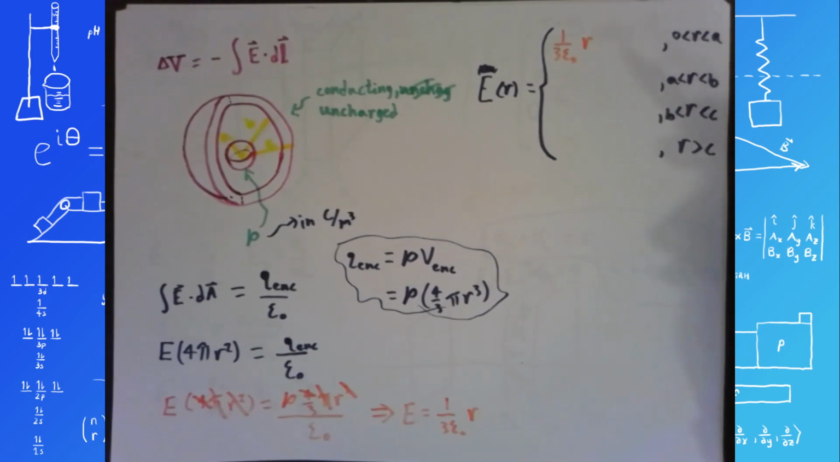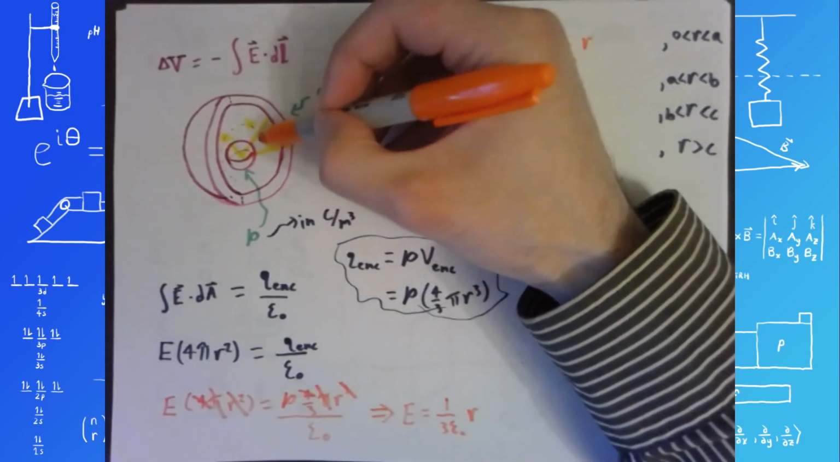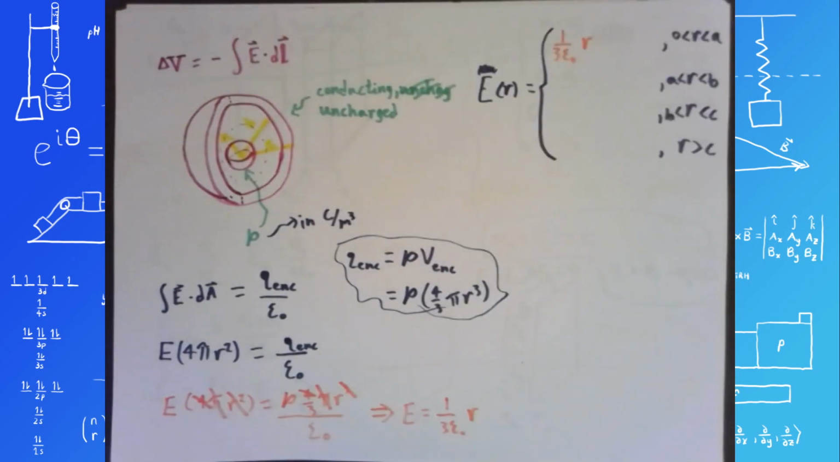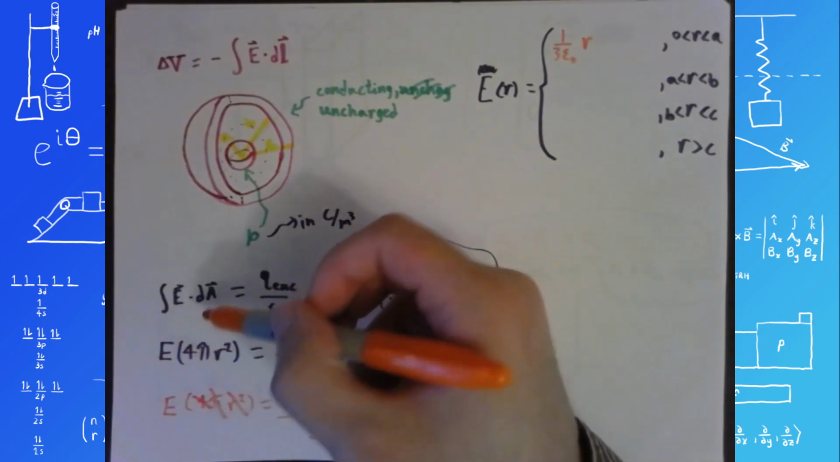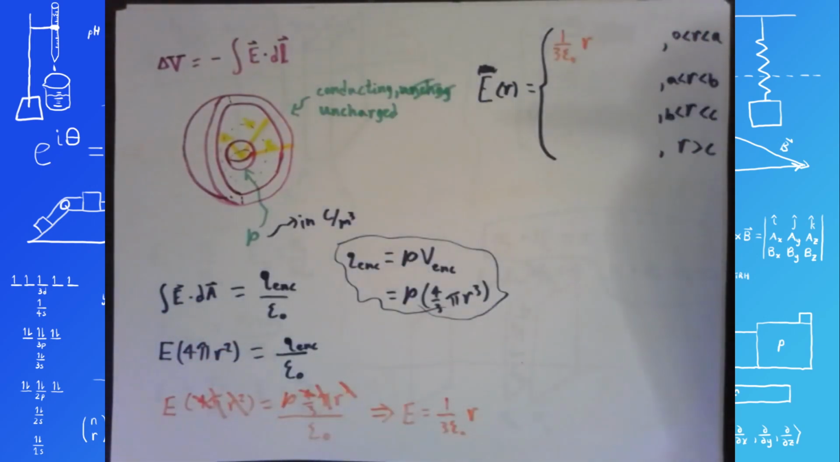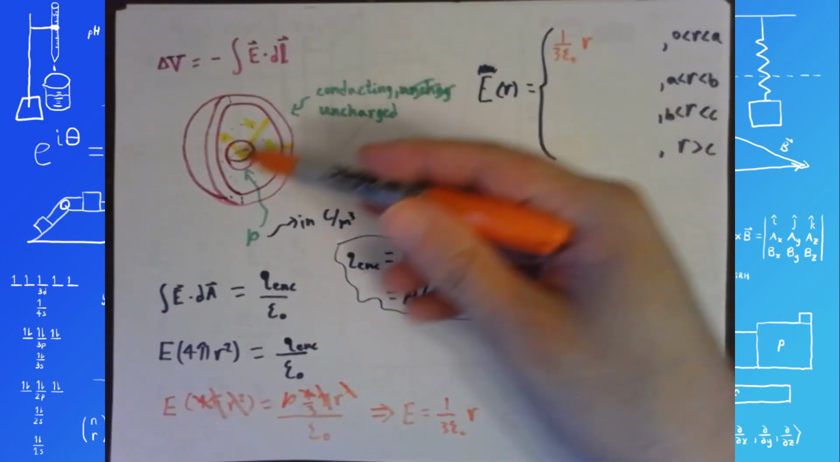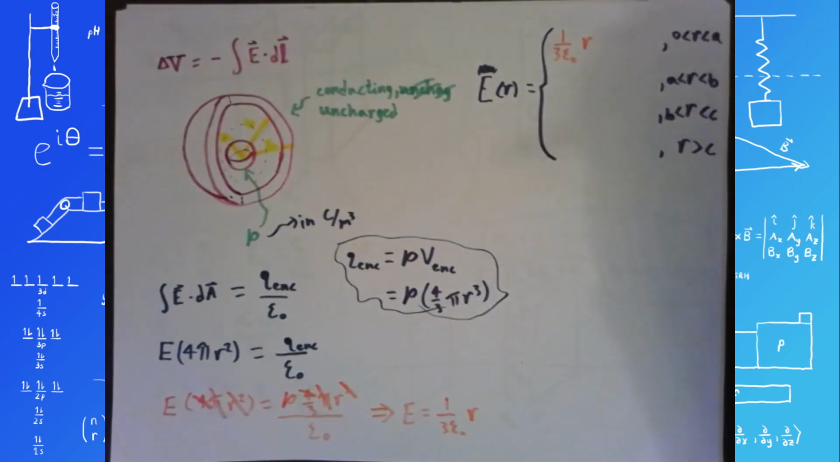Okay, next up, I want to do a region of space that is between a and b. So basically, if I draw that Gaussian sphere, the left-hand side is going to be the same. It's going to integrate to E times 4 pi r squared. But the right-hand side is going to be different because the charge enclosed is now just going to be the total charge of the insulating sphere.